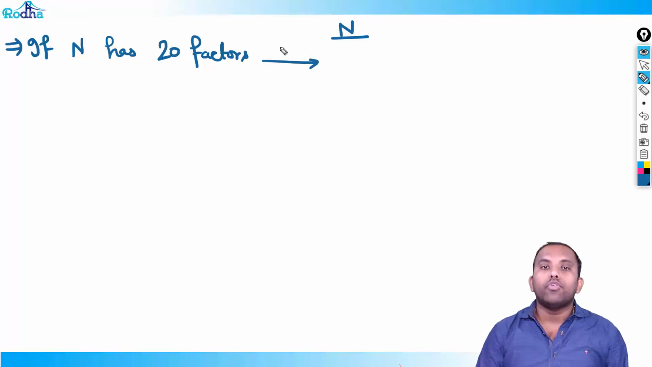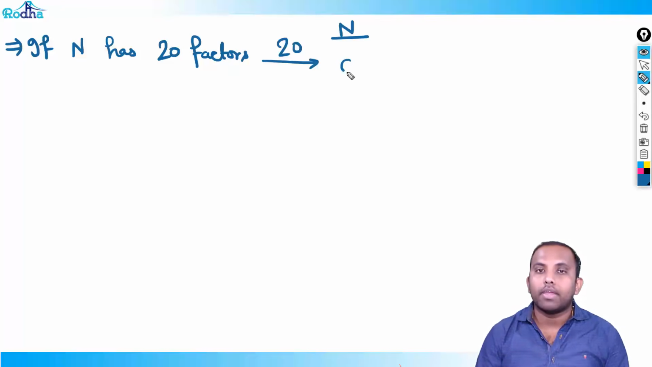Right? But if we write 20 as only 20, that means I'm trying to write it in terms of a single prime base. In a single prime base, let the prime base be a. If the number of factors is 20, so what is the power? 19. So n is of the form a raised to 19. Okay, n is of the form a raised to 19.